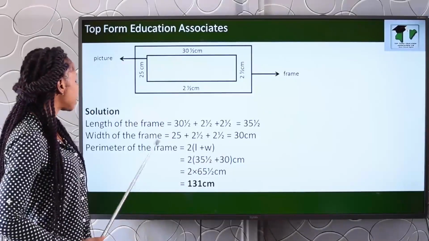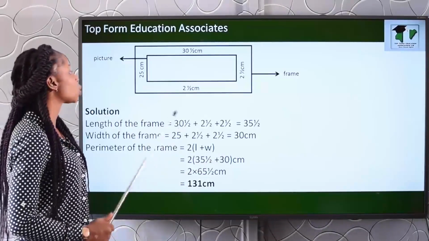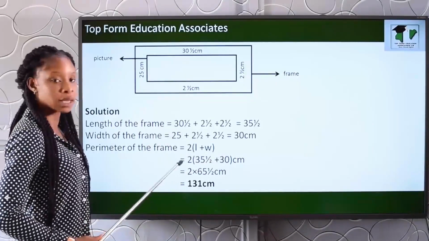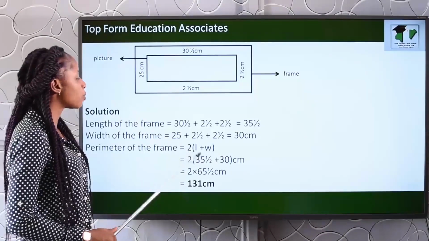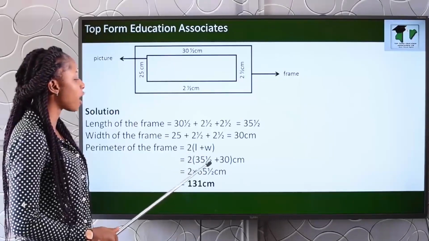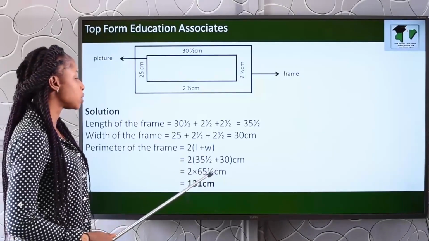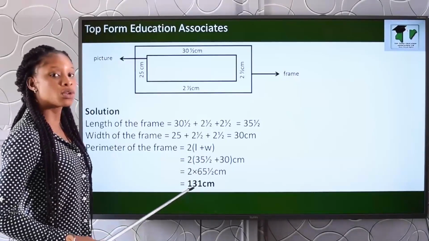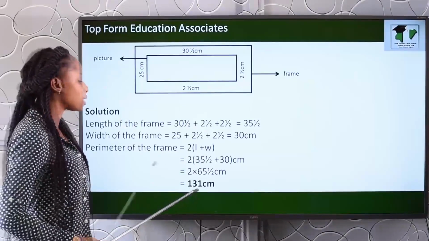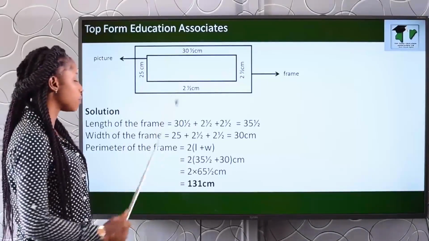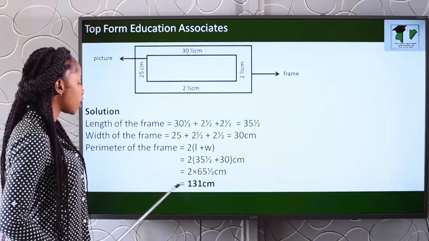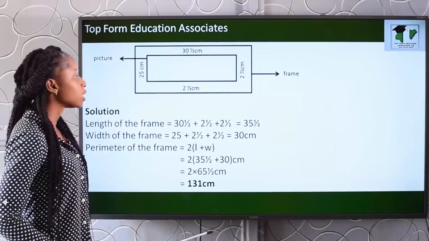Now, to get the perimeter of the frame, since we now have both the length and the width of the frame, we use the formula 2 open bracket L plus W. We add 35.5 plus 30, and we multiply by 2. So our final answer here is 131 centimeters, meaning the perimeter of the frame is 131 centimeters.